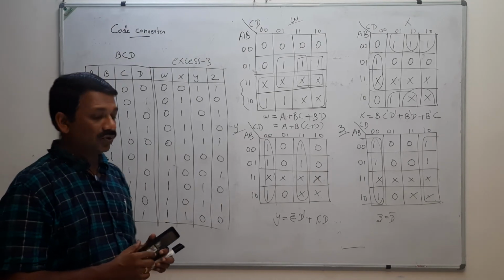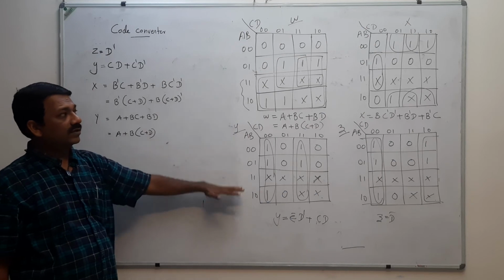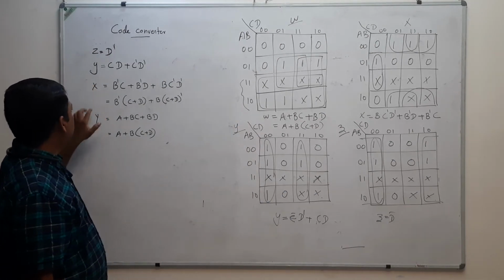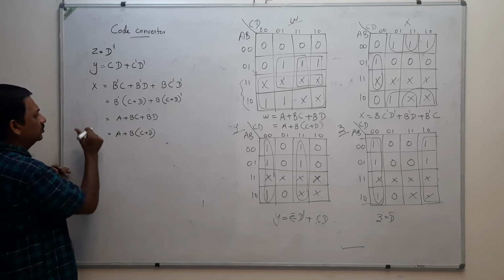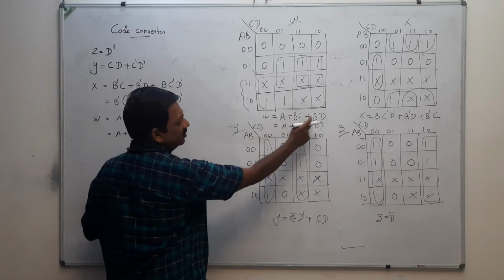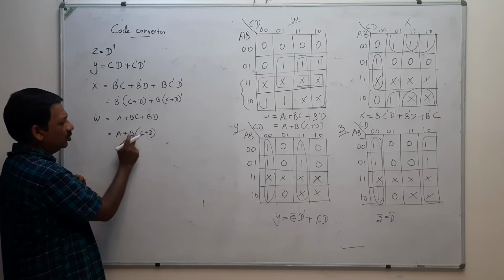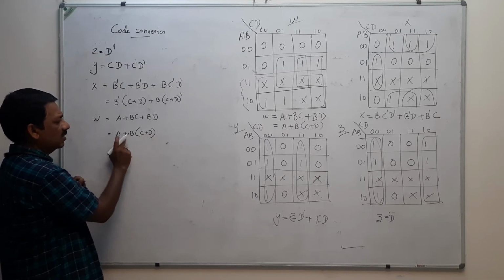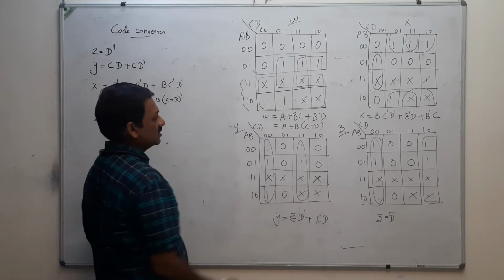Now I will show you the diagram. After using the Karnaugh map we have W is equal to A plus BC plus BD, A or BC or BD. Then I am going to take a group, that means common factor is B, that means A plus B into C plus D. Okay. Now what is X?